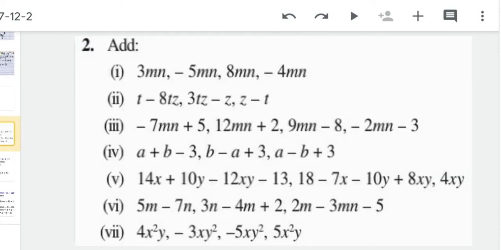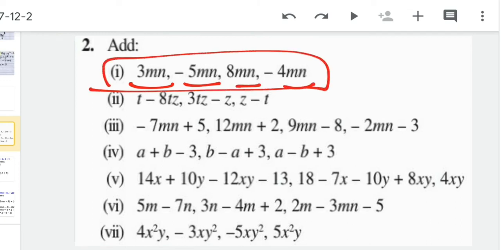Now in the next part of exercise 12.2, that is question number 2, we have to add, and we have been given various algebraic expressions. As you can see in the first part, we have 4 algebraic expressions or 4 algebraic terms, and we have to add them.